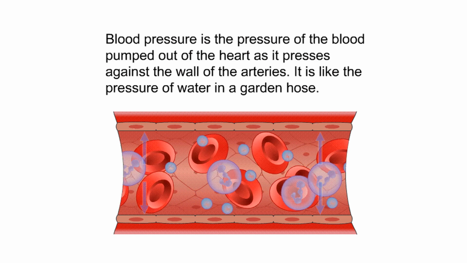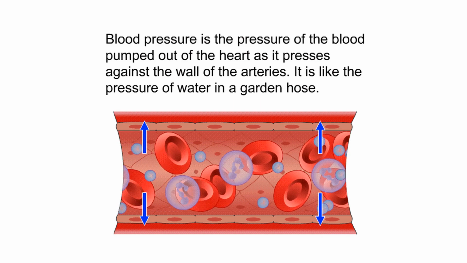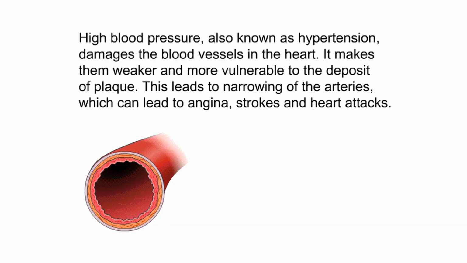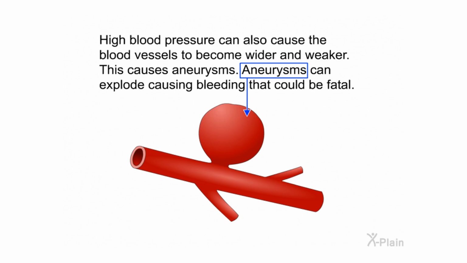Blood pressure is the pressure of the blood pumped out of the heart as it presses against the wall of the arteries. It is like the pressure of water in a garden hose. High blood pressure, also known as hypertension, damages the blood vessels in the heart. It makes them weaker and more vulnerable to the deposit of plaque. This leads to narrowing of the arteries, which can lead to angina, strokes, and heart attacks. High blood pressure can also cause the blood vessels to become wider and weaker. This causes aneurysms. Aneurysms can explode, causing bleeding that could be fatal.